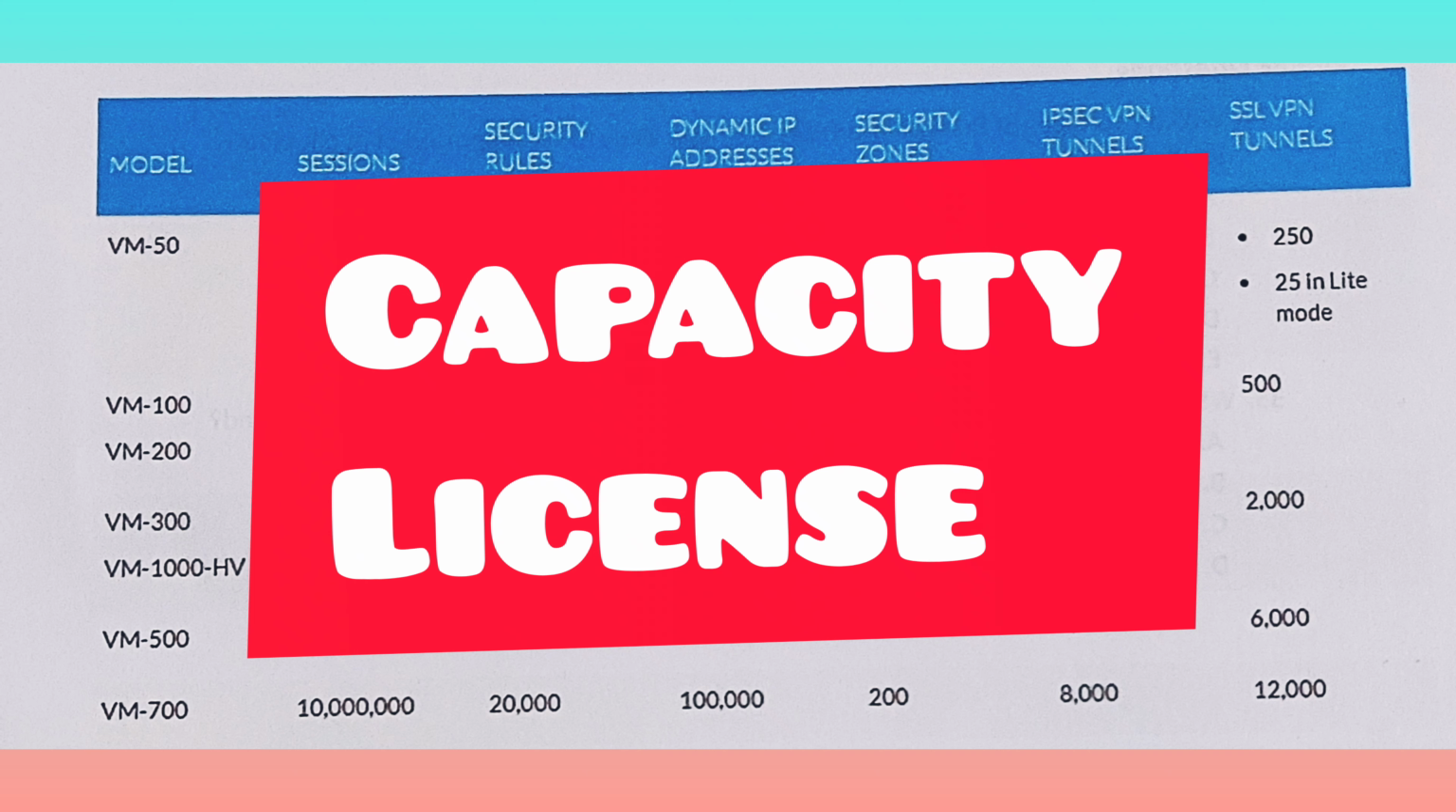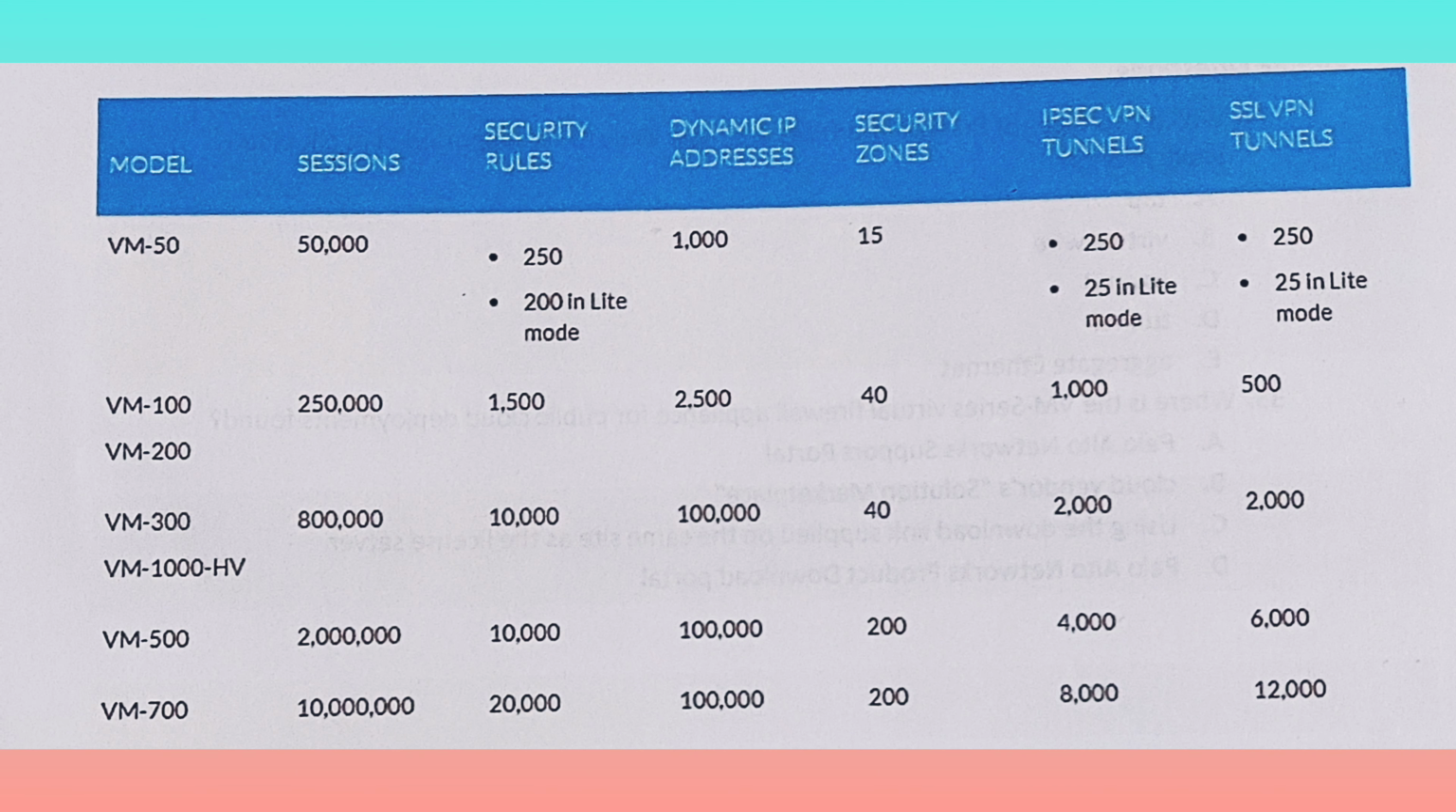After you apply the capacity license on the VM-Series firewall, the model number and the associated capabilities are implemented on the firewall. Capacity is defined in terms of the number of sessions, rules, security zones, address objects, IPsec VPN tunnels, and SSL VPN tunnels the VM-Series firewall is optimized to handle. To make sure you purchase the correct model for your network requirements, you can use the figure shown on screen.